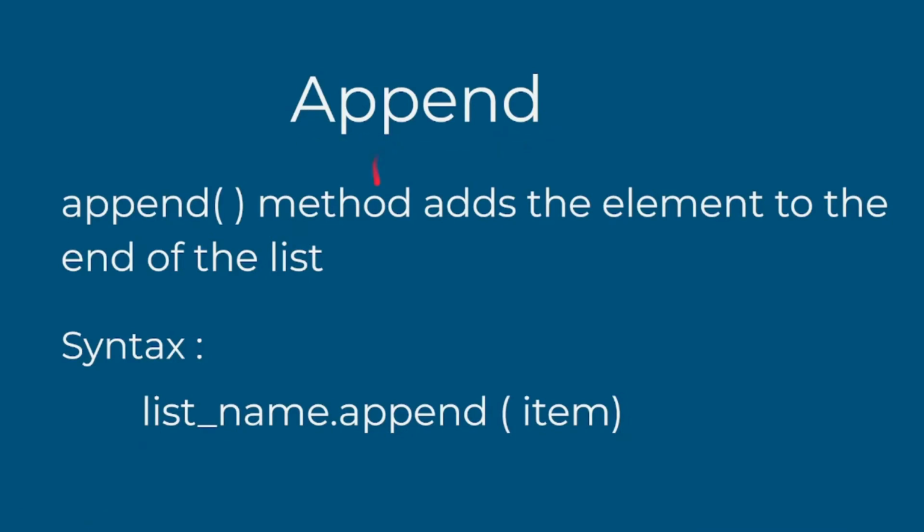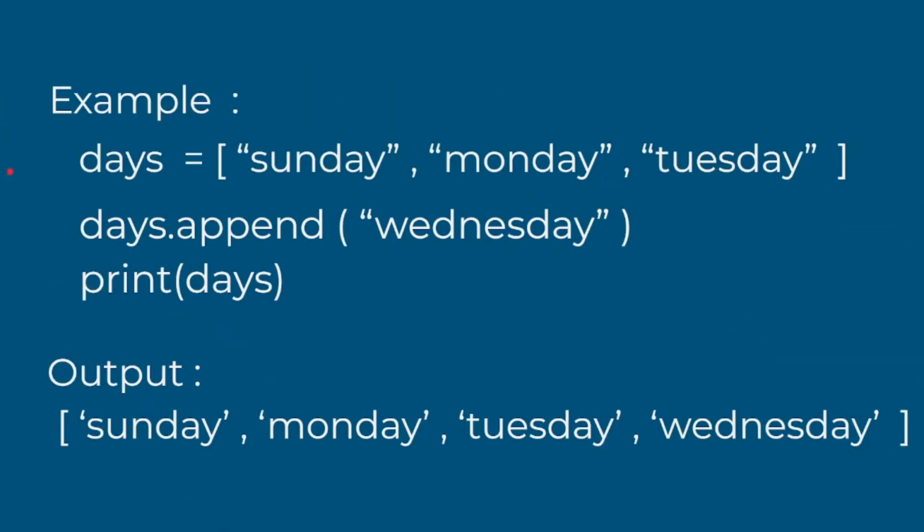Append method. The append method adds an element to the end of the list. You can see the syntax here. The syntax is list_name.append, then we specify the item to be added to the end of the list inside the parentheses. Now let's see an example.